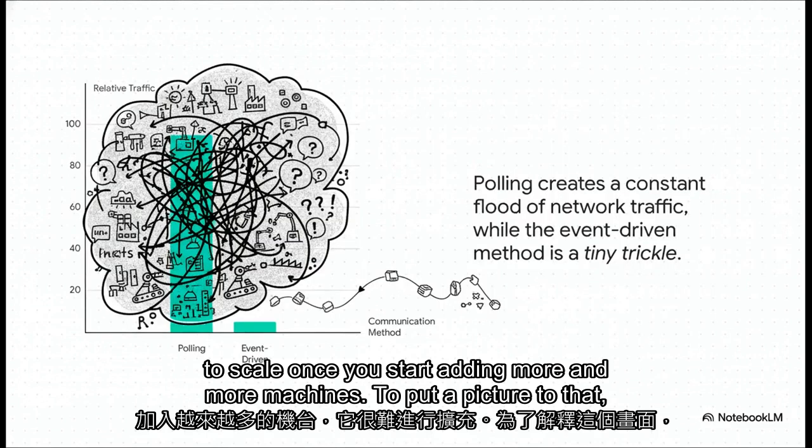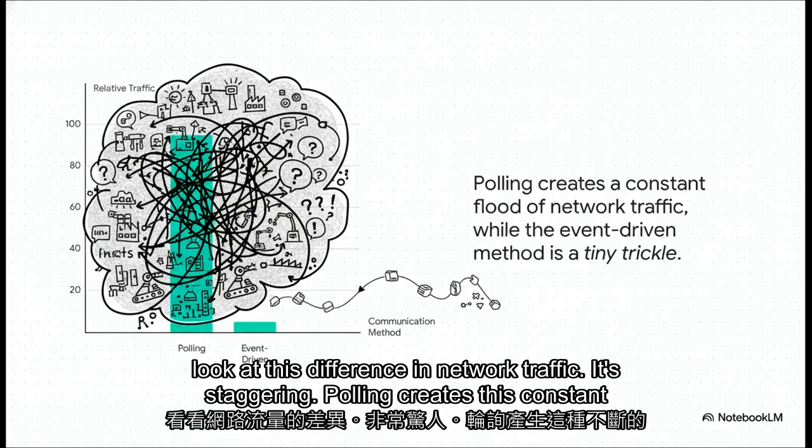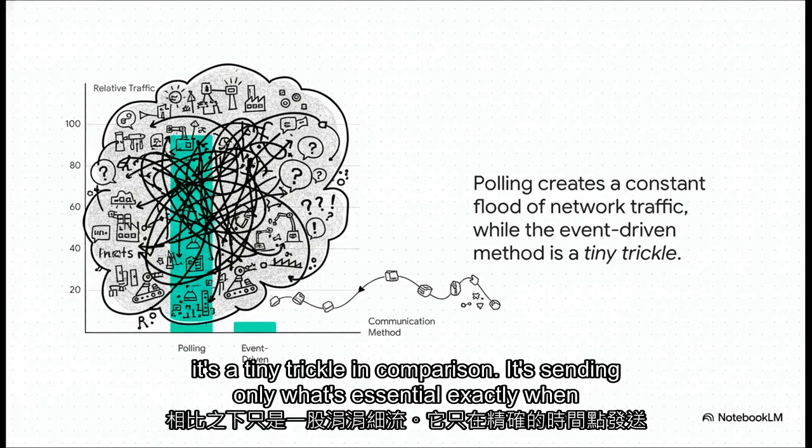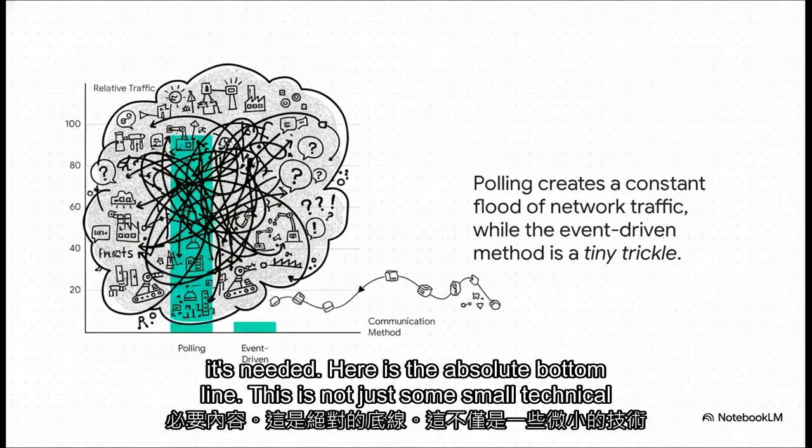And just to put a picture to that, look at this difference in network traffic. It's staggering. Polling creates this constant flood of questions and answers that just clogs up your whole network. The event-driven method, it's just a tiny trickle in comparison. It's sending only what's essential exactly when it's needed.